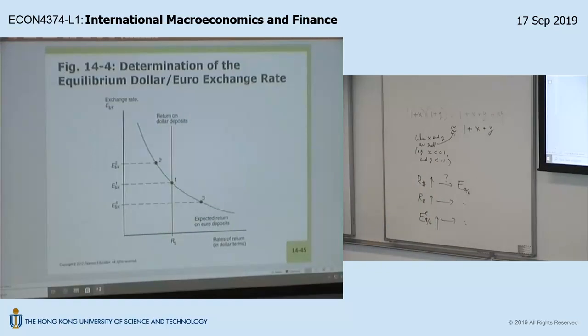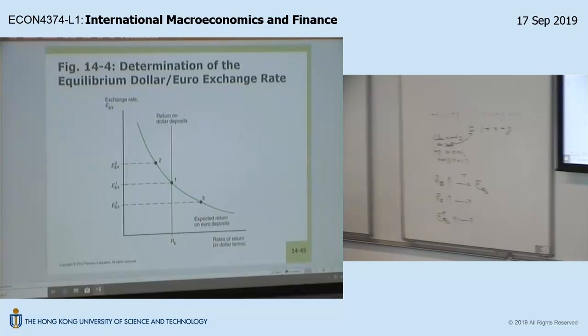So this is the thought experiment. Can anybody tell me how to do it? Let's do a simple, easy one first. Suppose the dollar interest rate rises. How's it going to affect the E? How do you do it? Anybody? So, what do you think?